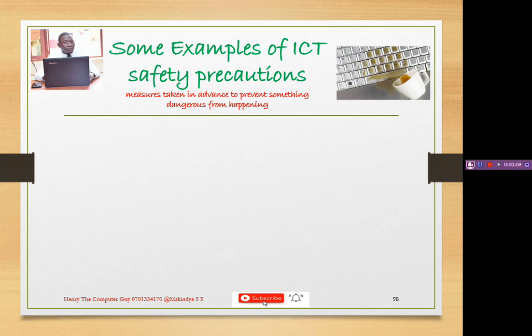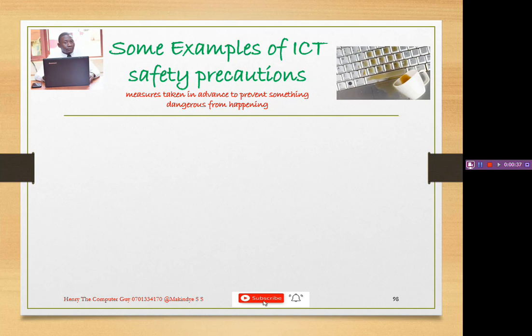In today's lesson, we are going to be talking about some examples of ICT safety precautions. What does the word precaution mean? Precaution specifically means the measures taken in advance to prevent something dangerous from happening. You're working upon a system or a computer, you're repairing it. Why would you put some liquid close to it? So these are the things we can do to prevent some problems from happening.